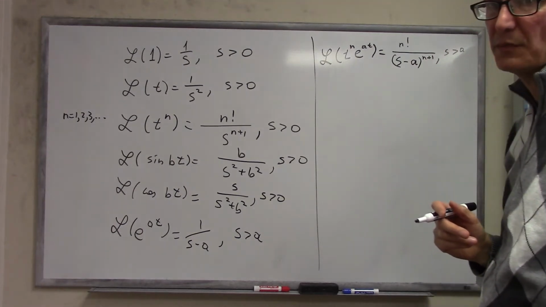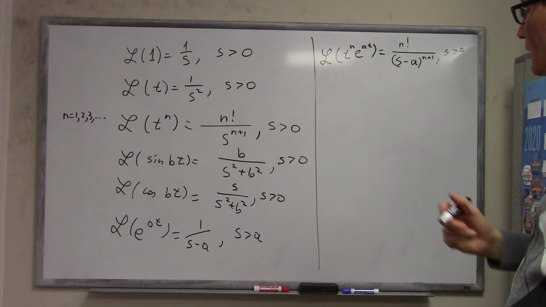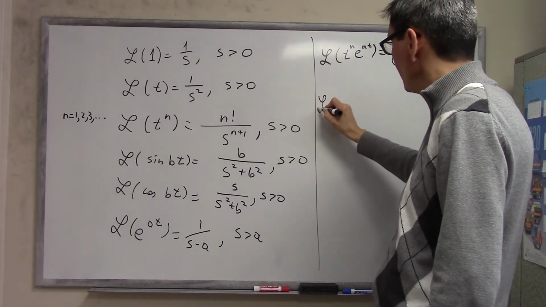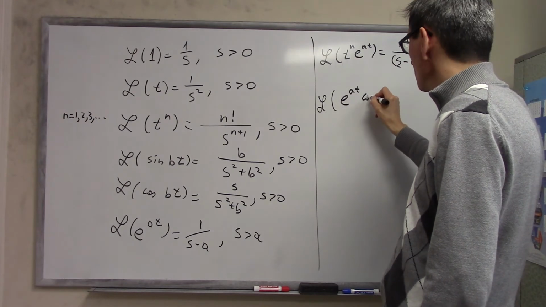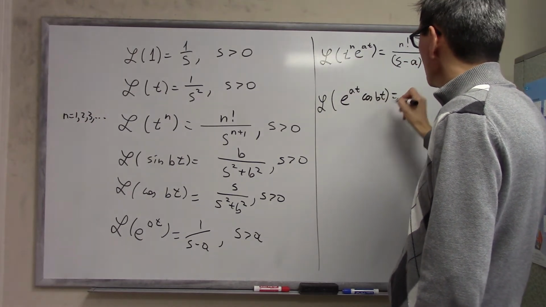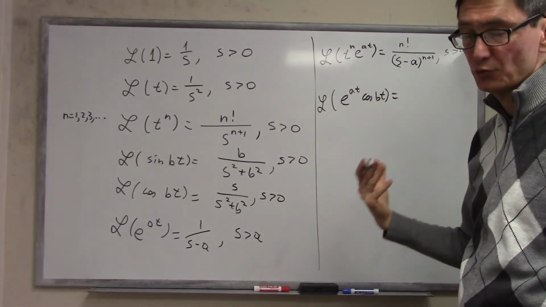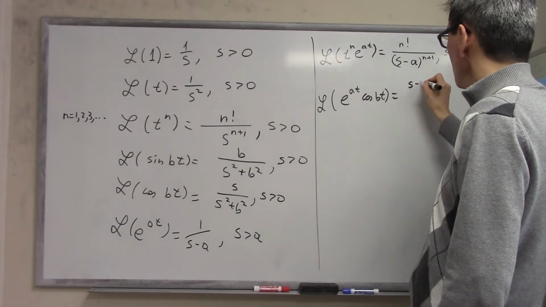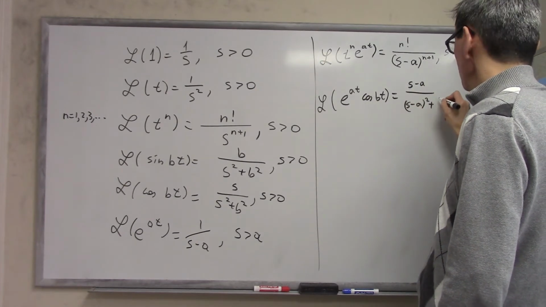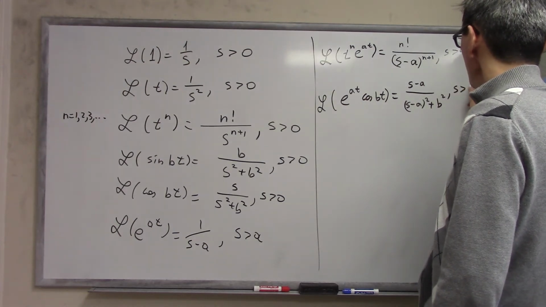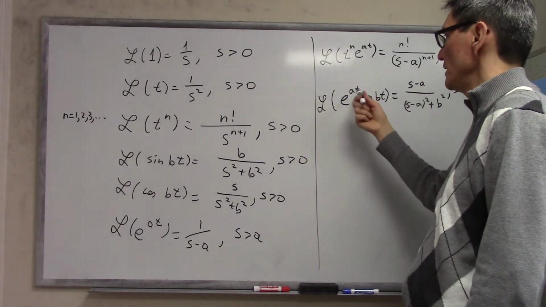And the domain is going to be s bigger than a. So n factorial over (s minus a) to the n plus 1. The Laplace transform of e to the at times cosine of bt is going to be similar to what we have here. The only difference is that instead of s, we're going to have s minus a: s minus a over (s minus a) squared plus b squared, and the domain is all s bigger than a. In similar fashion, we can define the Laplace transform of e to the at times sine of bt.